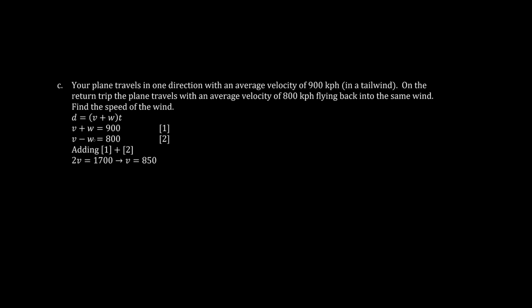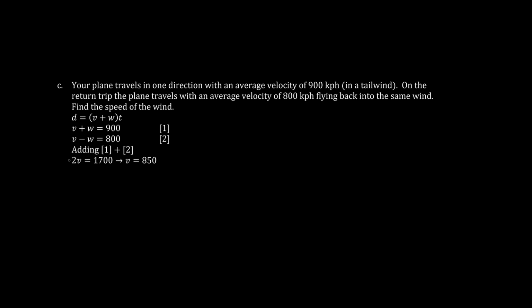On the way back, we talk about velocity minus wind, because your initial velocity might be over 800 kilometers per hour, but the wind slows you down, making you slower and makes you travel at a speed of 800 kilometers per hour. Now that we have our two equations and two unknowns, we simply use some algebra. We add these equations.